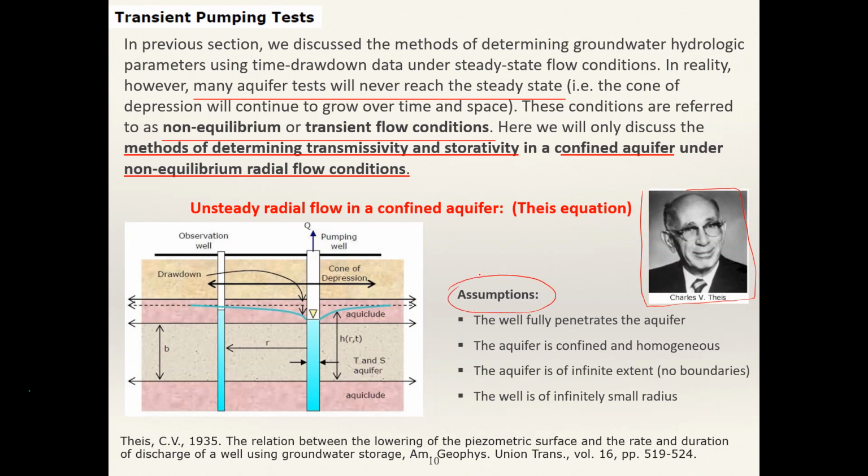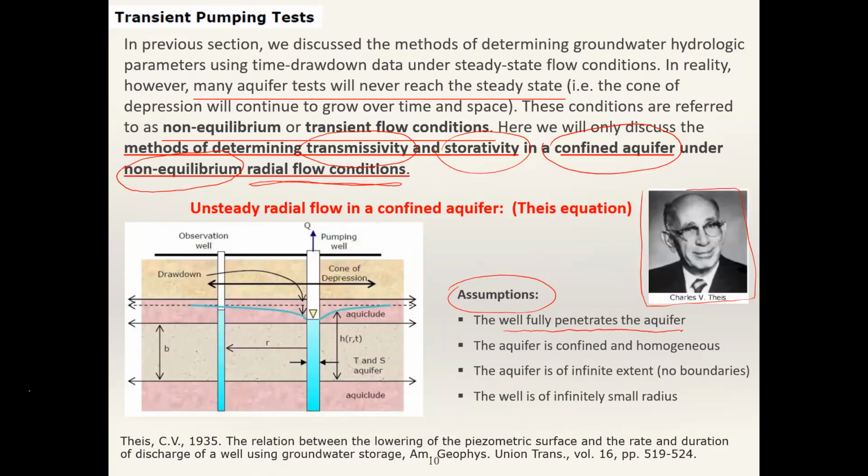All right. So what Theis did, he developed an equation to estimate the transmissivity and the storativity of a confined aquifer under non-equilibrium. Non-equilibrium means unsteady, or transient flow, considering the radial flow condition. Right? That is the Theis equation. So what are the assumptions he used? He assumed that the well fully penetrates the aquifer. What is the meaning here?